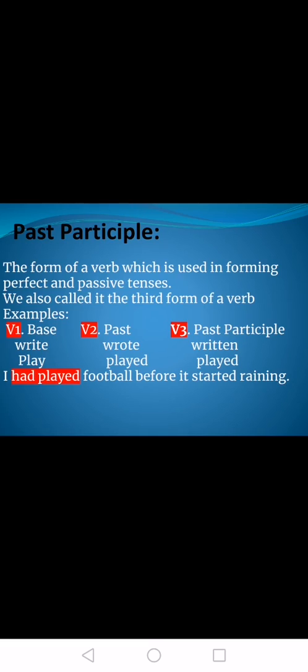Well, here is the example. I had played football before it started raining. If you focus on this sentence, if you scrutinize it, you will see in this sentence there are two actions which are happening in the same sentence. First action is what? Had played. Well, the second action is what? Started raining. So I will talk about these two verbs in the coming section of the video.